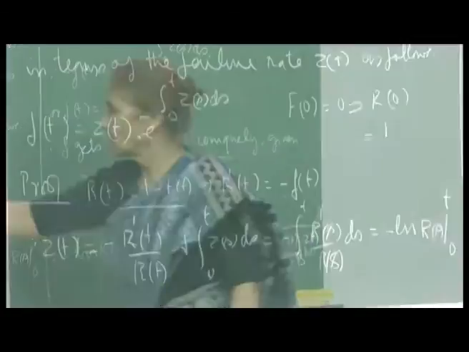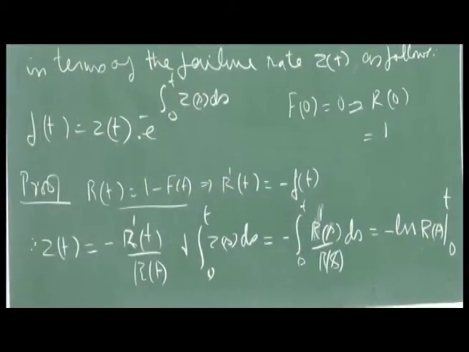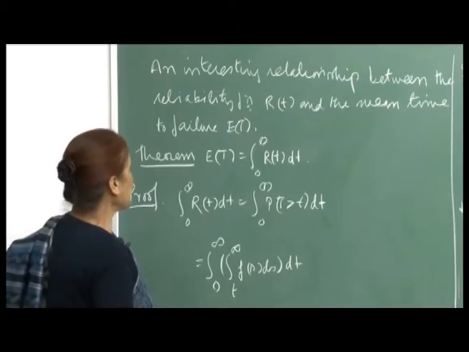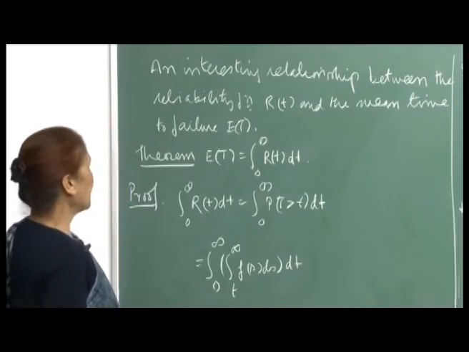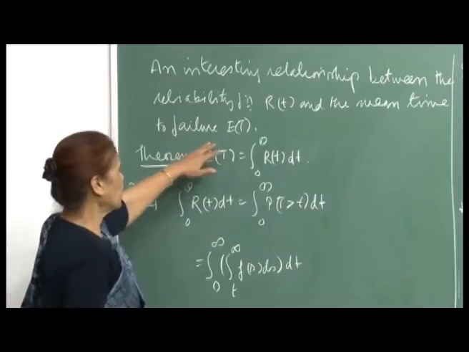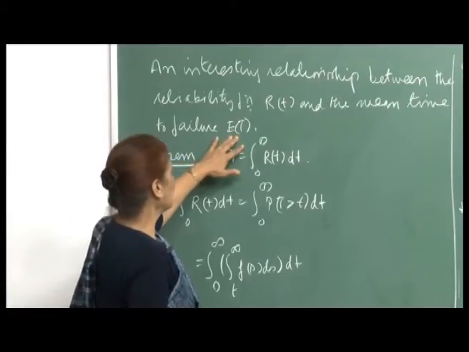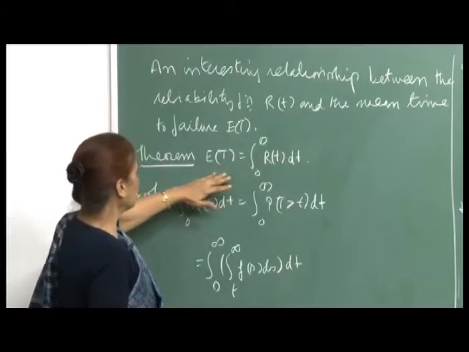We wanted to show this, and so given the failure rate z, I can compute the PDF of the lifelength random variable T uniquely. There is an interesting relationship between the reliability function r(t) and the mean time to failure. Expected T would be the mean time to failure, right. And so I want to show you that. This is the theorem.